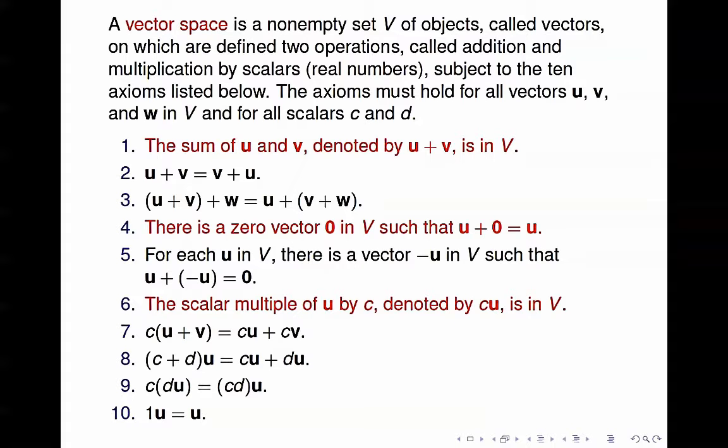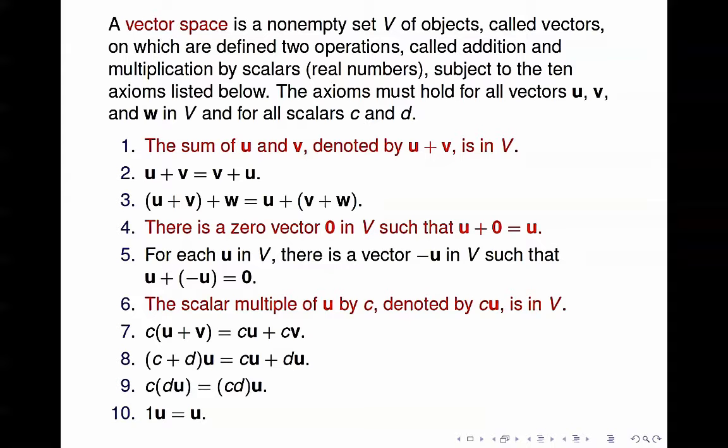The number 4 says that in the set V there is a zero vector, such that when you add it to any vector in the set, you just get that vector back. Okay, so u plus 0 is equal to u. So notice number 1 is referring to an element that has to be in the set. If u and v are in the set, their sum has to be in the set. Number 4 is also saying that there has to be this zero vector in the set. And we'll see that number 6 kind of follows along with that too.